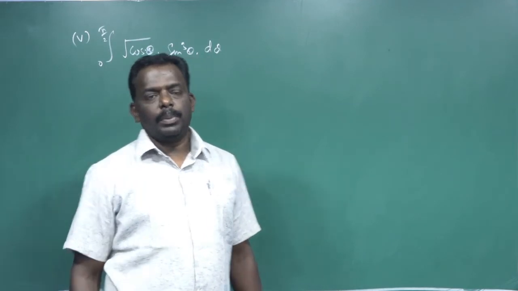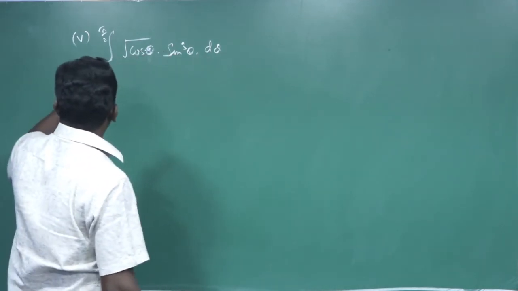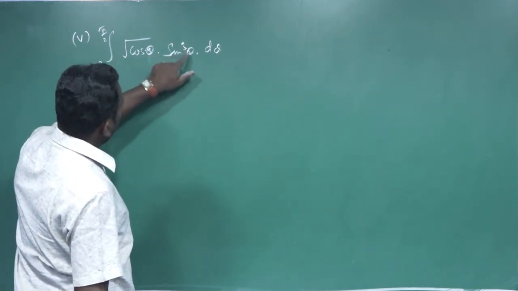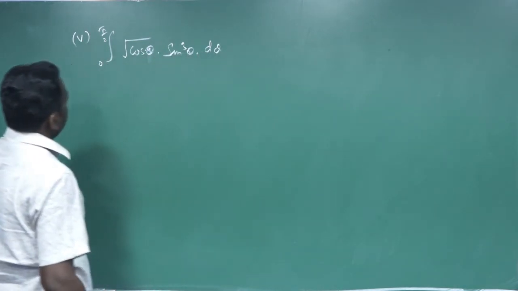Come to the next exercise problem. Integration 0 to pi by 2 of square root of cos theta into sin cube theta into d theta.